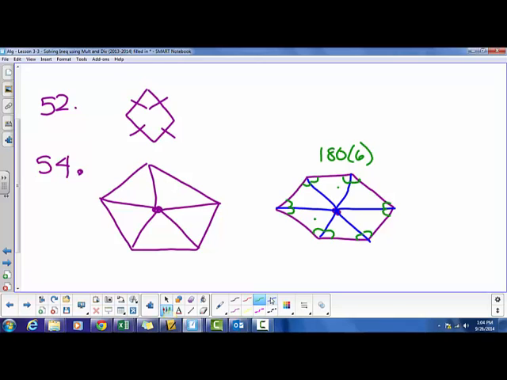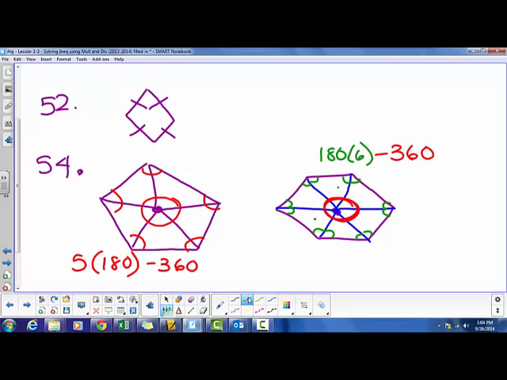where is she getting that minus 360? Well, when I look at my triangles here, I need the interior angles or the bottom angles of the triangle. I don't need the vertex angle, so this is where I come up with the minus 360. I'm going to subtract out the circle. Same thing over here. I need these angles at the bottom, but I don't need these vertex angles or the circle. So 5 times 180 minus 360. So yeah, this does work. It's awesome.